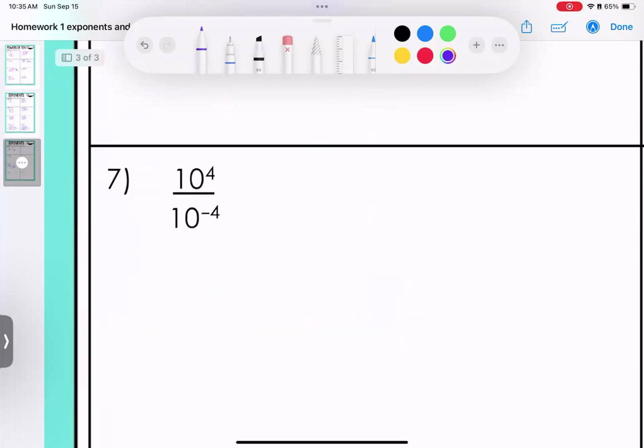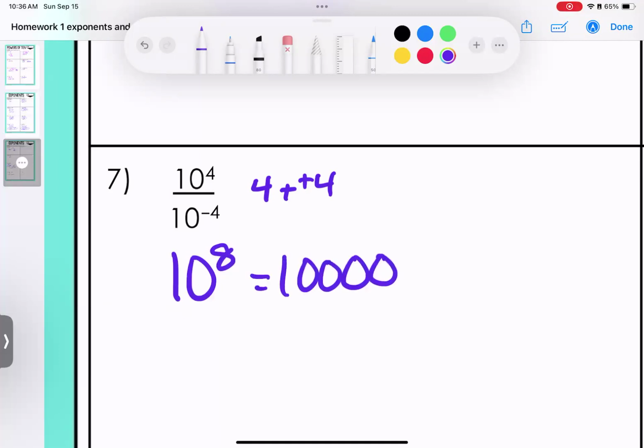Down here, when we are dividing exponents, we are going to subtract their exponents. So we have 4 minus negative 4. Keep, change, change. This becomes 10 to the 8th if you solved it out. 1, 2, 3, 4, 5, 6, 7, 8. 100 million. And again, I'm getting this right from your notes pages where it tells you about dividing and subtracting.